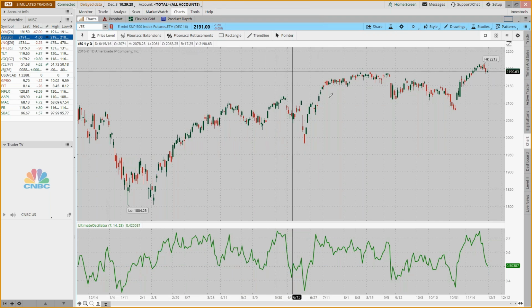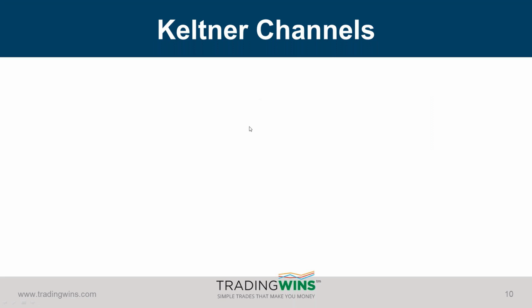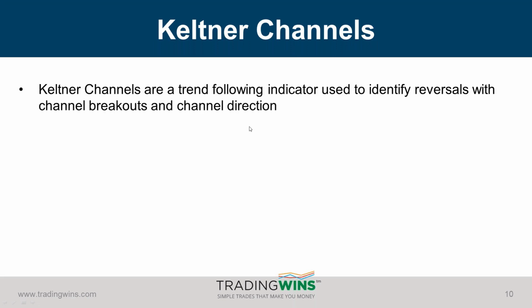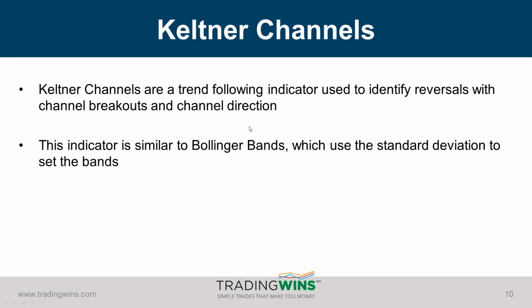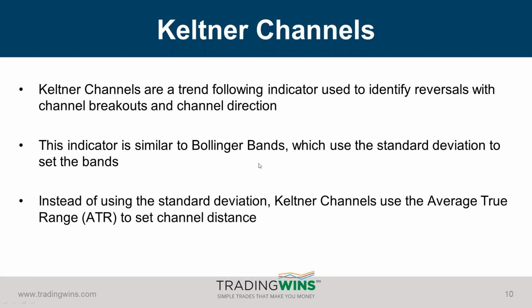Awesome. Okay, let's look at another one here, and this one is one you've heard me talk about before, which is the Keltner channels. Now, the Keltner channels, it's a trend following indicator that's used to identify reversals with channel breakouts and channel direction. This gets a little interesting here when you look at it. It's very similar to the Bollinger Bands, but instead of using standard deviation, it uses the average true range to set those upper and lower bands. Okay, the channel distance.